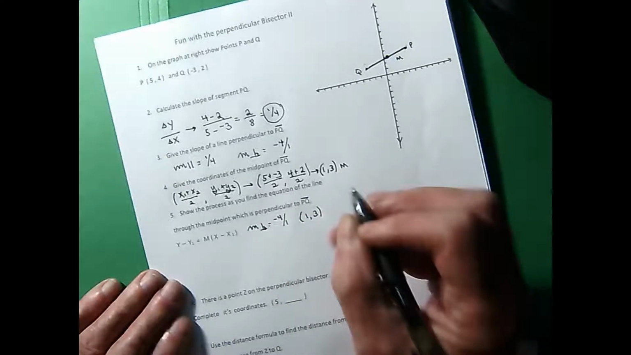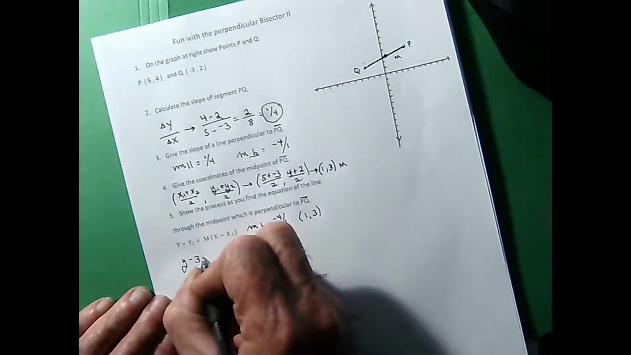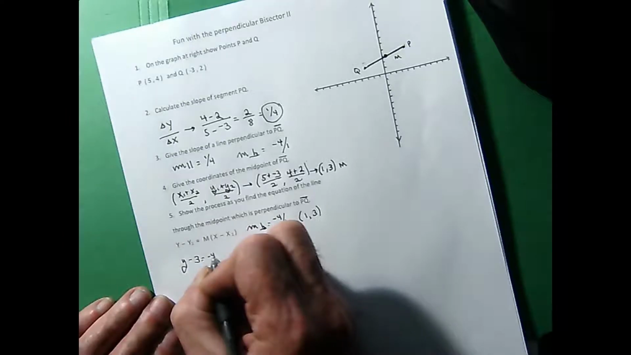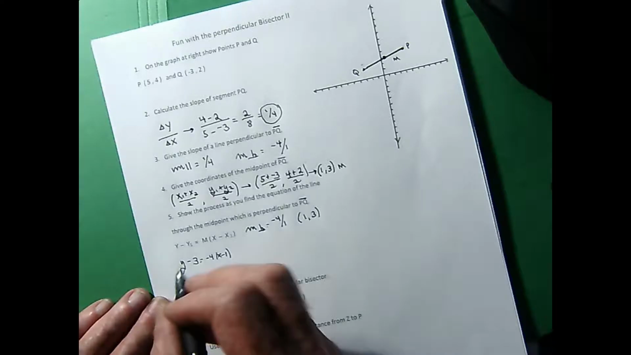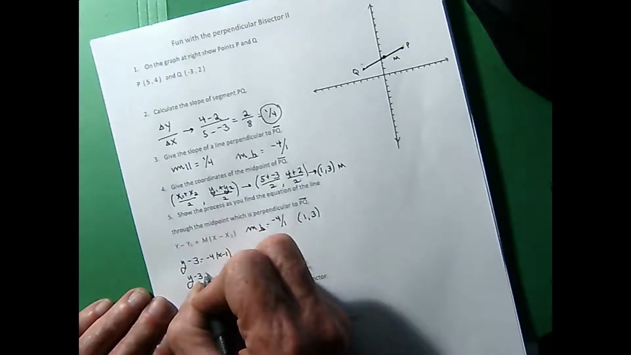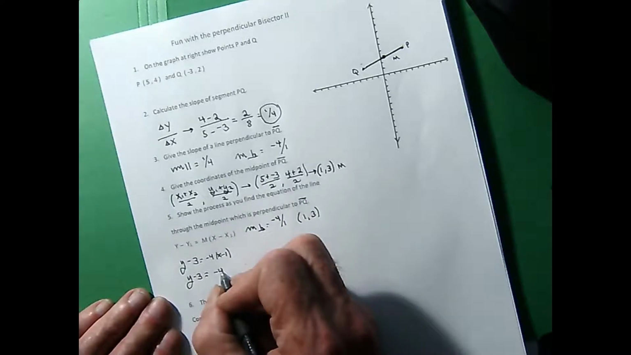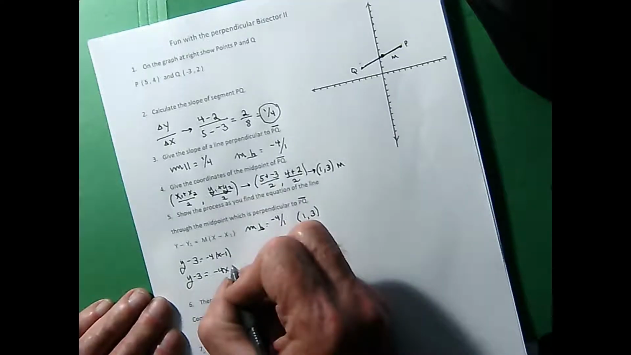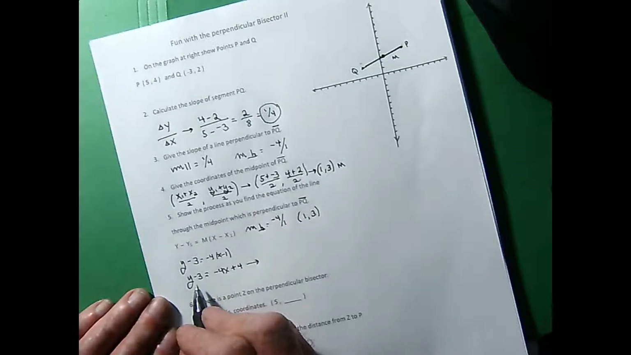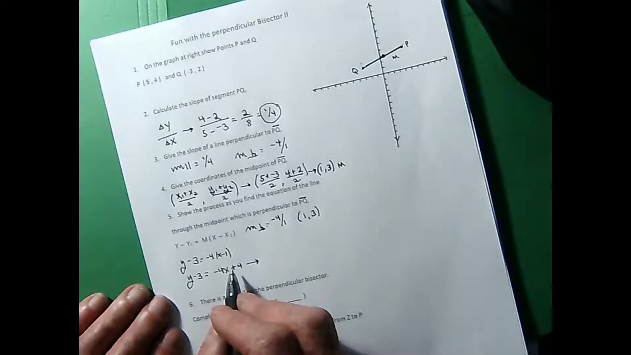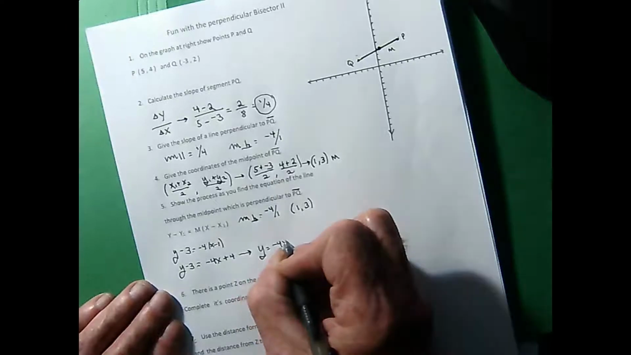I already have the formulas. I'm just going to whip right through it. y minus 3 equals negative 4 times x minus 1. Multiplying through those parentheses, y minus 3 equals negative 4x, and a negative 4 times a negative 1 is a positive 4. As we isolate that y on the left-hand side, I add 3 to both sides of this equation. And that becomes y equals negative 4x plus 7.